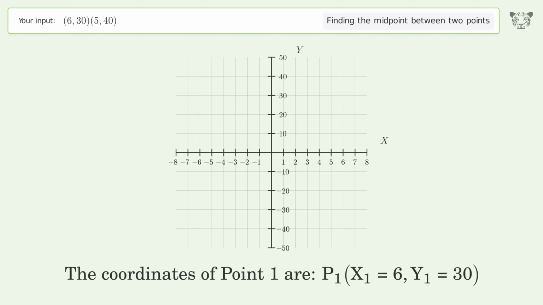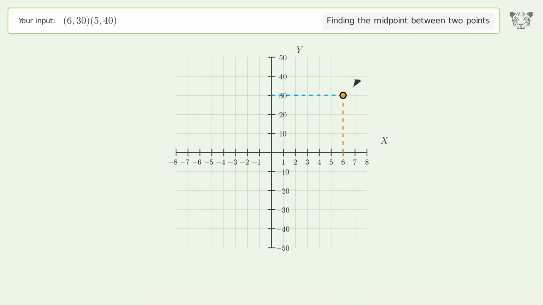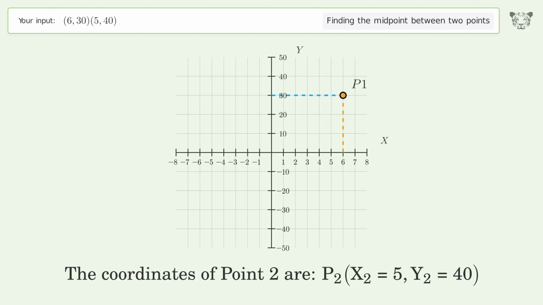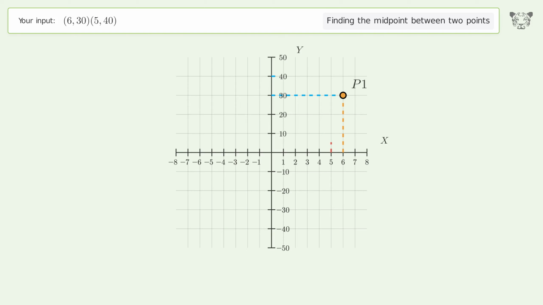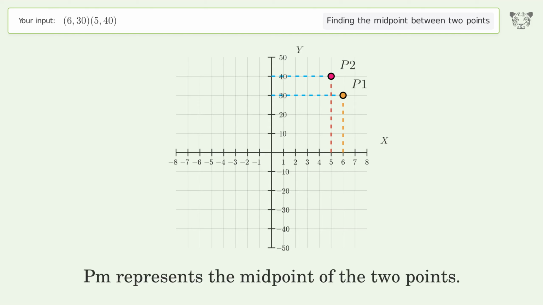The coordinates of point 1 are, x1 equals 6, y1 equals 30. The coordinates of point 2 are, x2 equals 5, y2 equals 40. PM represents the midpoint of the 2 points.